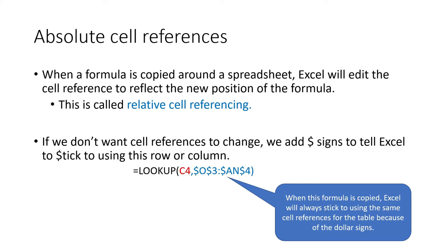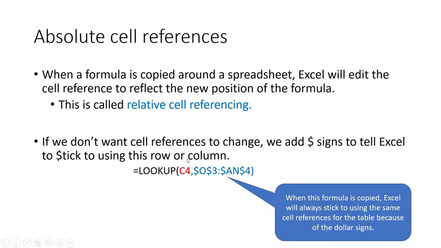But sometimes we don't want these cell references to change, so the way we do that is we put a $ sign in front of each part of the cell reference that you don't want to change. So it makes it stick to using the row or the column. So in this case here, when we copy this formula around, C4 will change and it will become C5, C6, C7, for example, as you move it down, or D4, E4, F4 as you move it to the right.